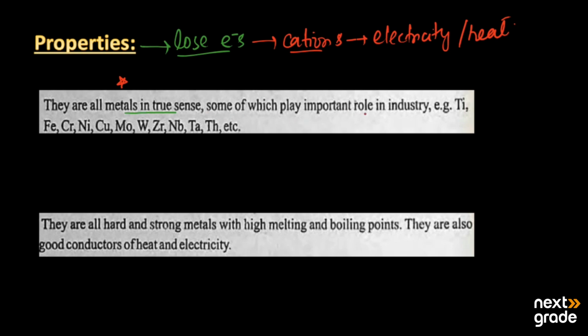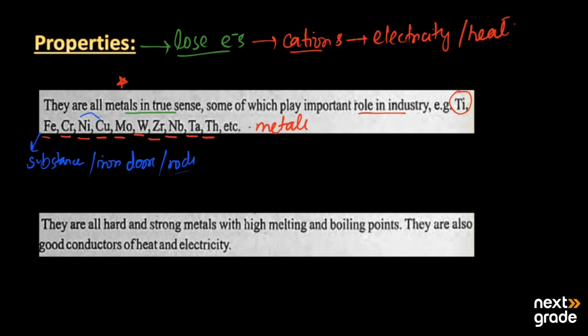Some of them play an important role in the industry, like titanium, iron, chromium, nickel, copper, molybdenum, tungsten, zirconium, iridium, thorium, and thallium, etc. All these are metals and they play a very important role in the industry. Likewise, here we have iron. It is used in the production of different types of substances, like we use iron doors, different iron rods, and many substances that are made of iron.